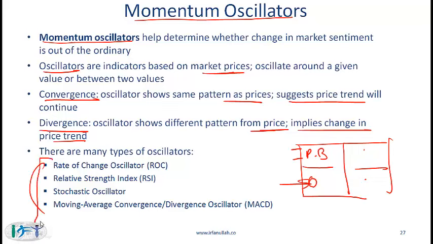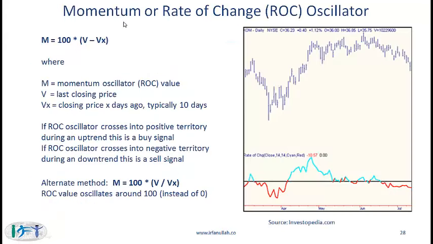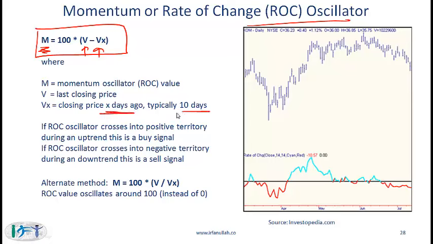We will look at 4 types of oscillators, and here again there is a lot of detail in the curriculum. I'll simply touch on the main points. The momentum or rate of change oscillator is calculated using this formula. So M stands for the indicator that you come up with. That is equal to 100 multiplied by V minus Vx, where V is the value or closing price of the security and Vx is the closing price of the security X days ago, which is typically 10 days.